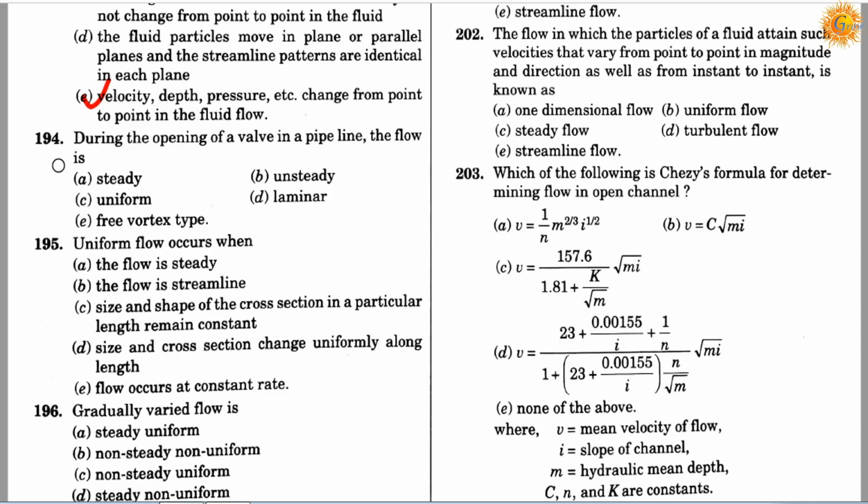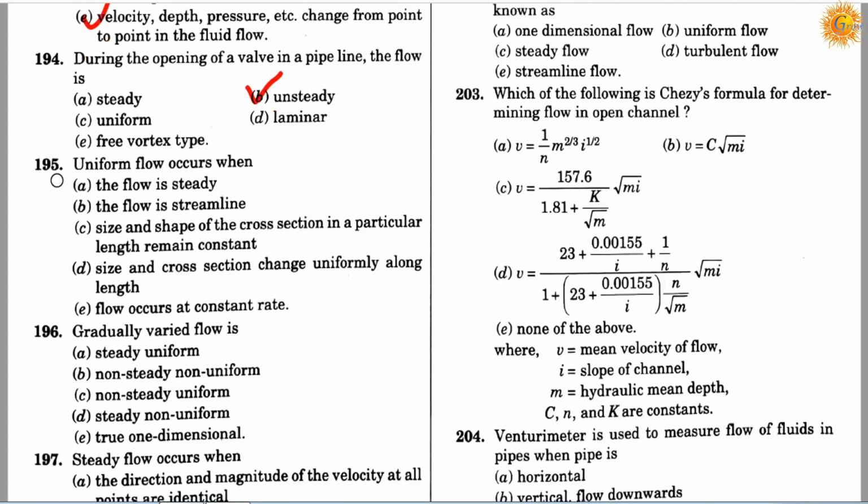Question number 194. During the opening of a valve in a pipeline, the flow is option A, steady, option B, unsteady, option C, uniform, option D, laminar, option E, free vortex type. Correct answer is B, it's unsteady.